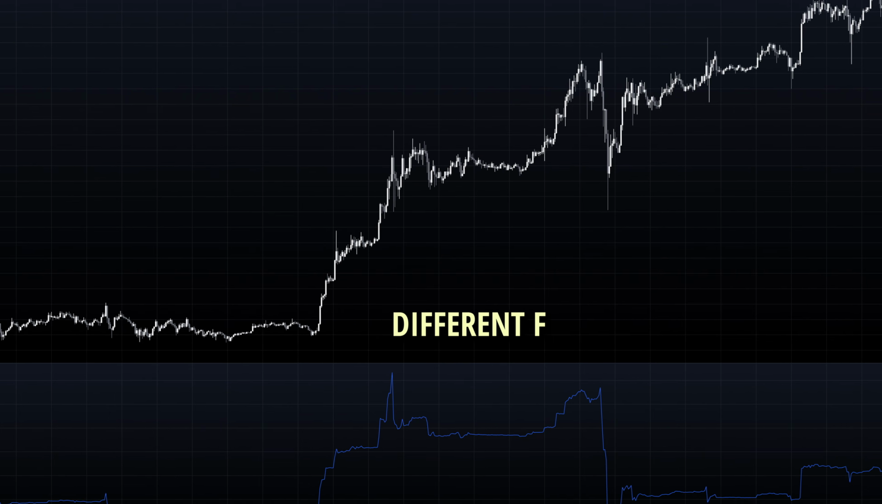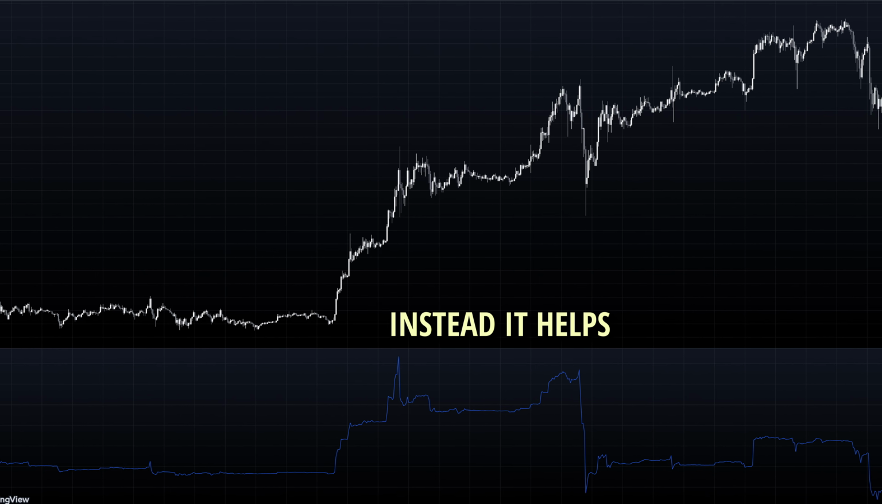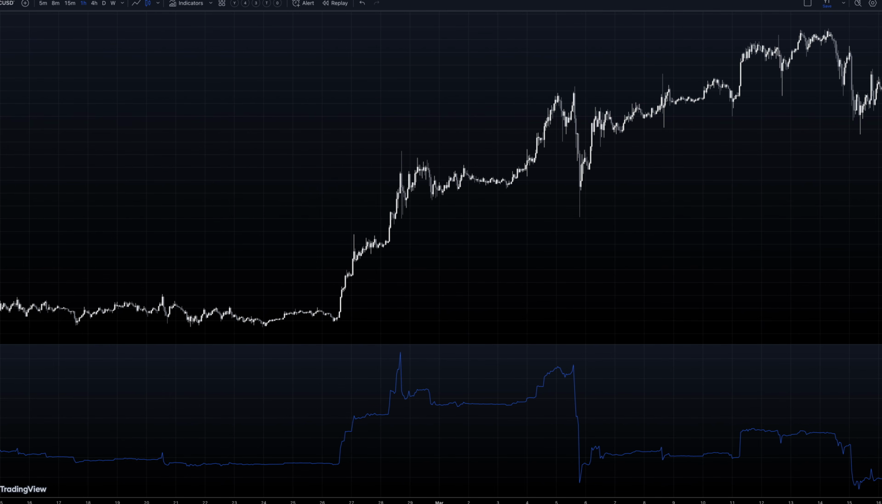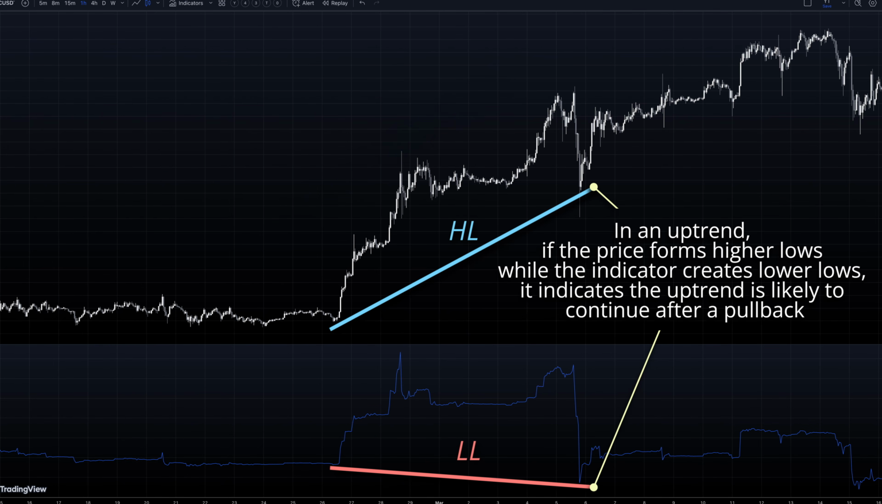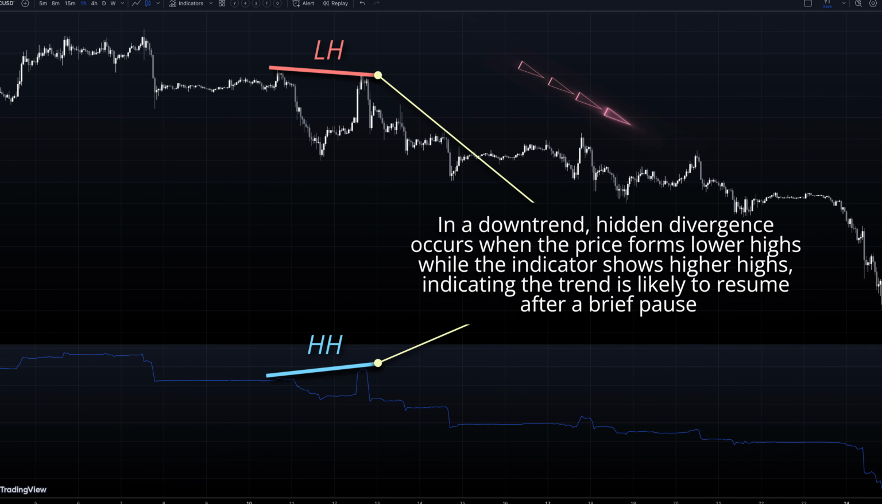Hidden divergence is different from regular divergence because it doesn't focus on reversals. Instead, it helps confirm that the current trend is likely to continue. For example, in an uptrend, if the price forms higher lows, but the indicator creates lower lows, it suggests that the uptrend is still strong and is likely to keep going after a pullback. In a downtrend, hidden divergence appears when the price makes lower highs, but the indicator shows higher highs, signaling the trend will probably resume after a pause.